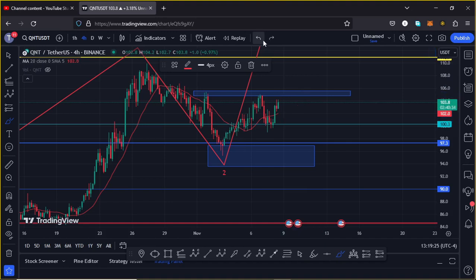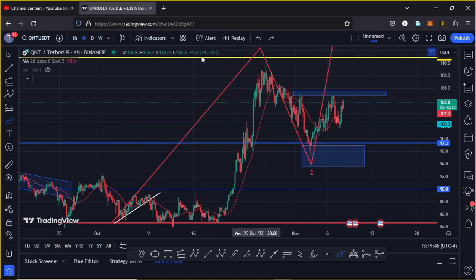But if by any chance we lose the $100.3 mark, then we can expect lower prices back into this blue target area, fully maximizing the target area before we can start breaking above resistances and getting more aggressive to the upper side. So that is what I'm expecting on the short term on the QNT chart.